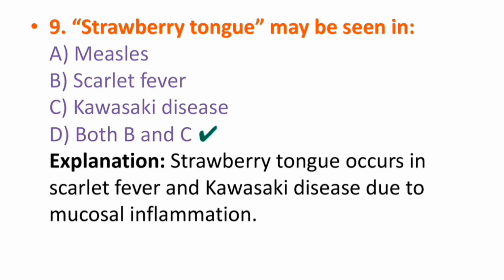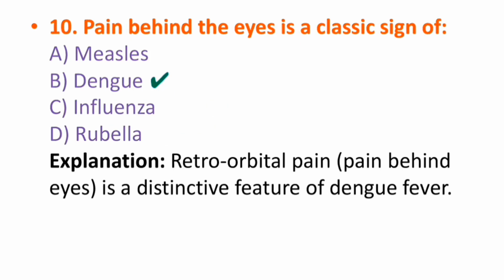Strawberry tongue may be seen in option A measles, option B scarlet fever, option C Kawasaki disease, option D both B and C. Strawberry tongue occurs in scarlet fever and Kawasaki disease due to mucosal inflammation. The correct answer is option D, B and C.